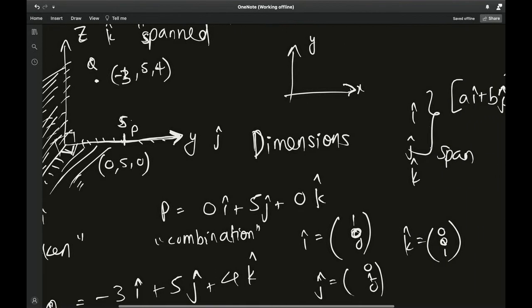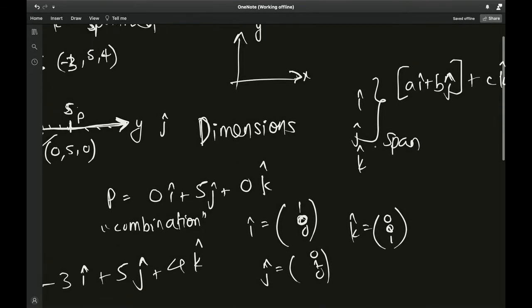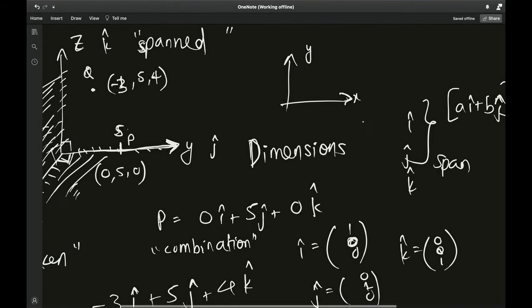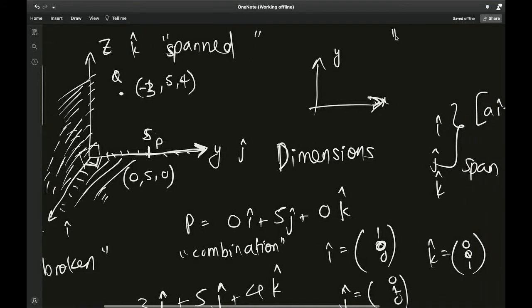That's why we need distinct information. J cap was providing information that I cap could not. Similarly, K cap was providing information that J cap could not. That's why this idea of providing new information is what is called independence of vectors. In this case, basis vectors, because they form a basis.